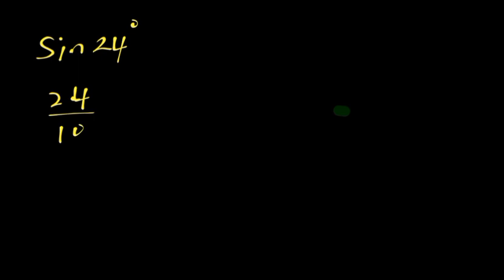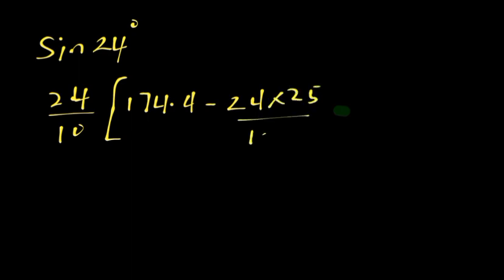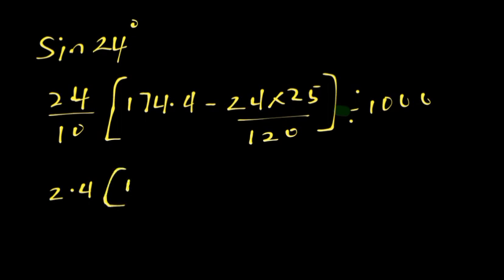24 over 10. Then I wrote 174.4. Then I said that minus 24 times its successor, which is 25, over 120. Then you are dividing it with 1000. Now if you divide 24 by 10, that will be 2.4.